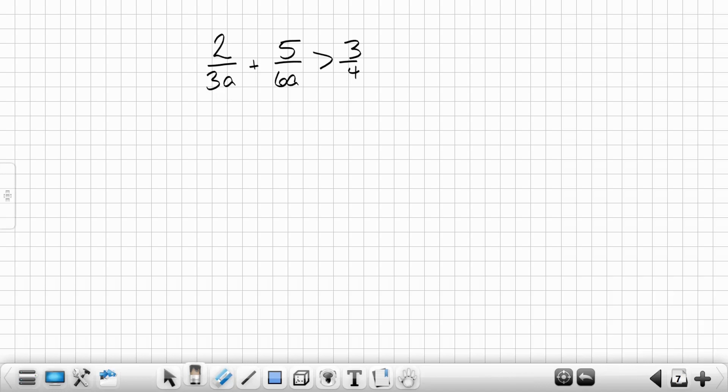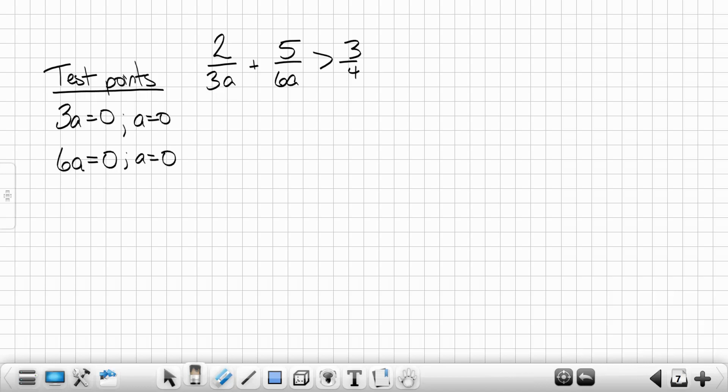Step 1 is find my test points, where the denominators equal 0, or the numerators if I need to as well, just like the last one. Anything with a variable. This is the next example. So this one gives me a is 0. This one also gives me a is 0. It's redundant. Fine. I got it.